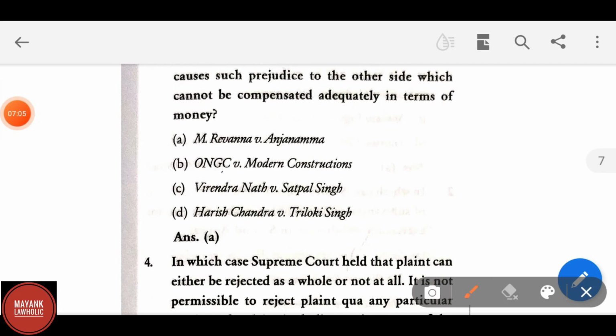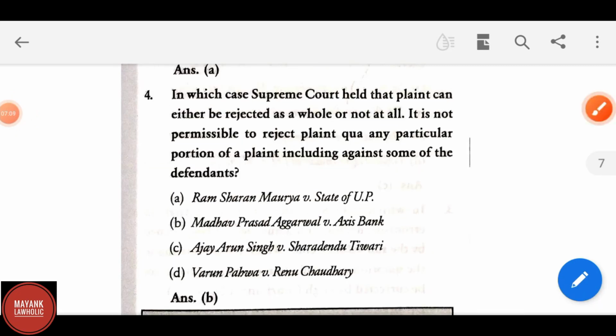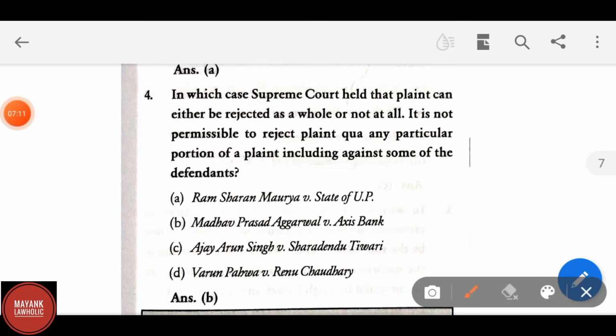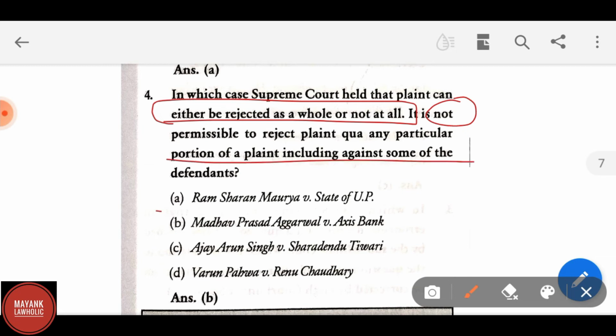Here the correct answer is M. Revanna versus Anjanam, in which case the Supreme Court held that a plaint can either be rejected as a whole or not at all. It is not permissible to reject a plaint qua any particular portion of a plaint, including against some of the defendants. Here the correct answer is B.